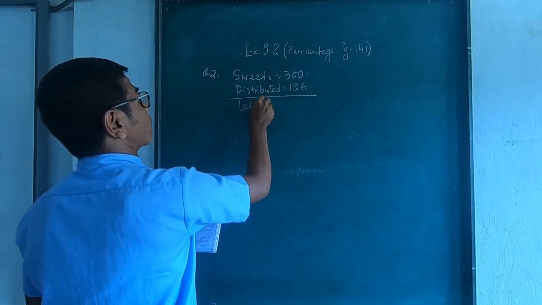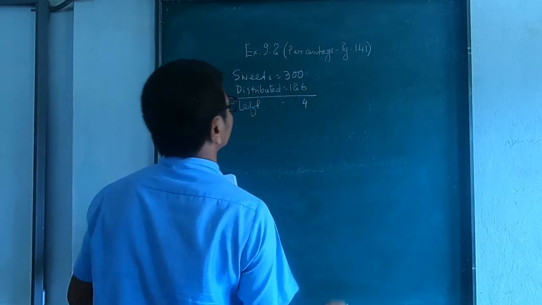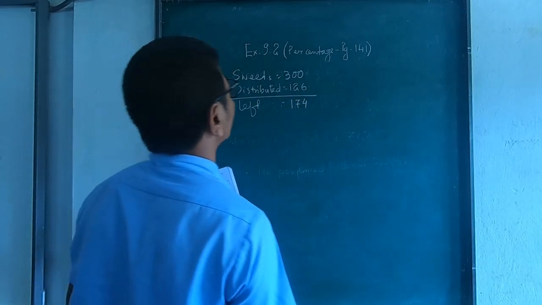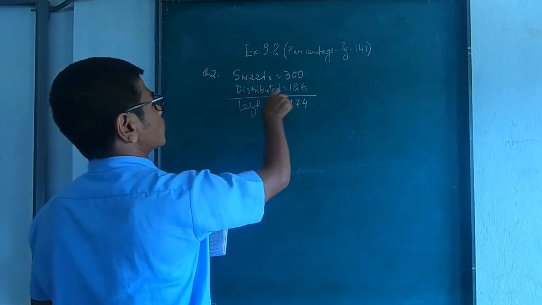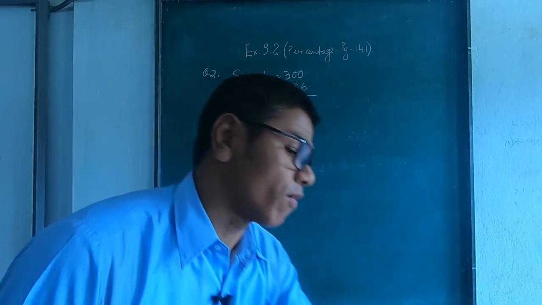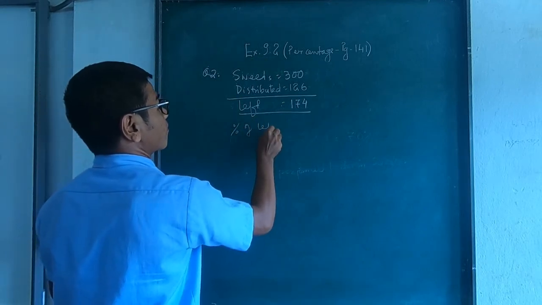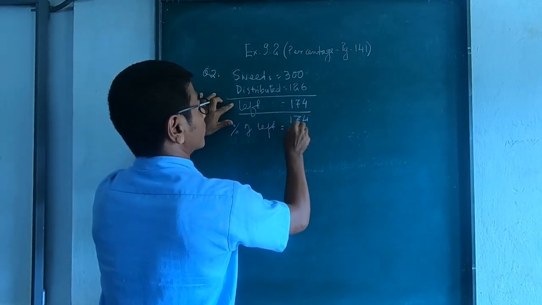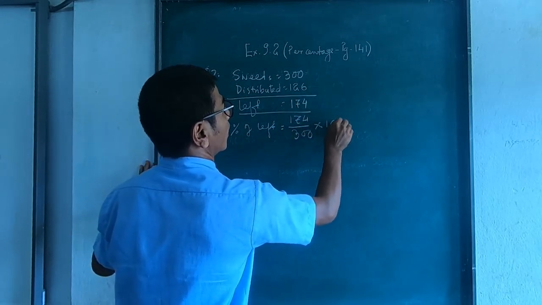Now the sweets left is this: you minus, you will get 4, then 7, 174 is the sweets left. So if you subtract the distributed ones from the total number of sweets, you will see this much is left. So we are asked to find the percentage left. The percentage left is 174 divided by total 300 into 100.